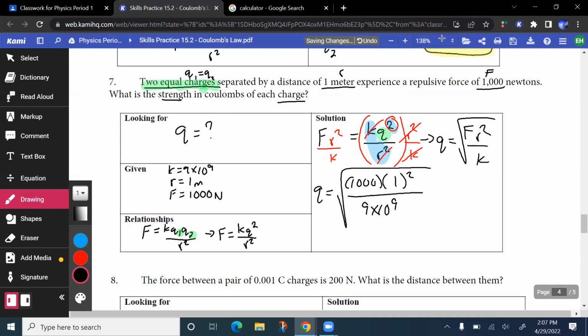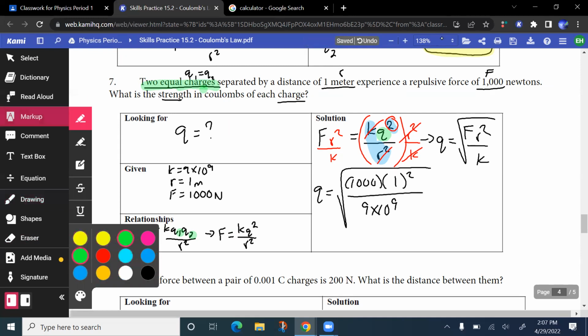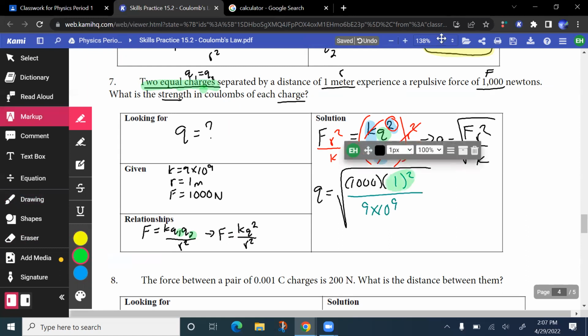So here's our strategy. Here's how we're going to try and do this one. You're going to start by squaring this number times 1,000. Then we're going to hit equals, and we're going to divide it by 9 times 10 to the 9. And then we're going to go ahead and take the square root of that value.